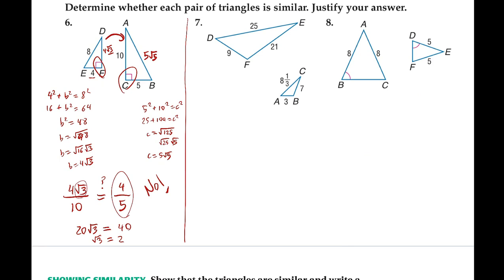Okay, let's do another one. Determine which pair of triangles is similar. So for 7, we have no angles. So the only thing we could try is SSS.